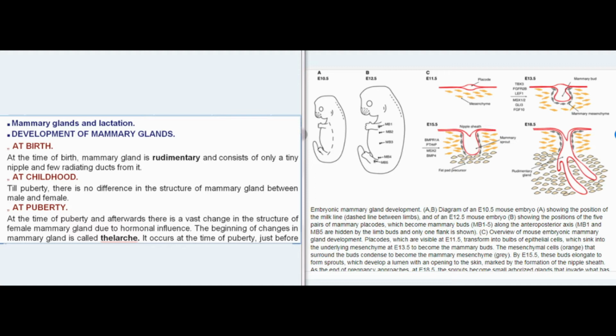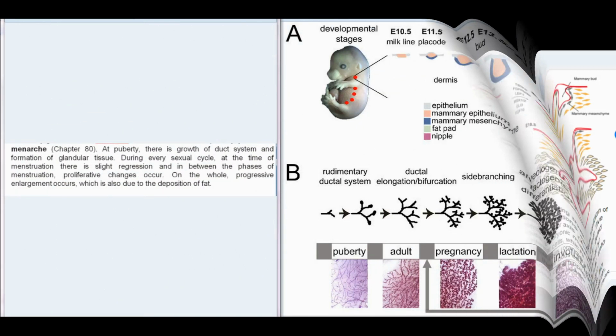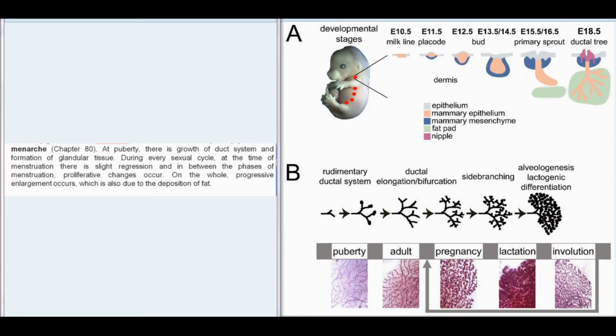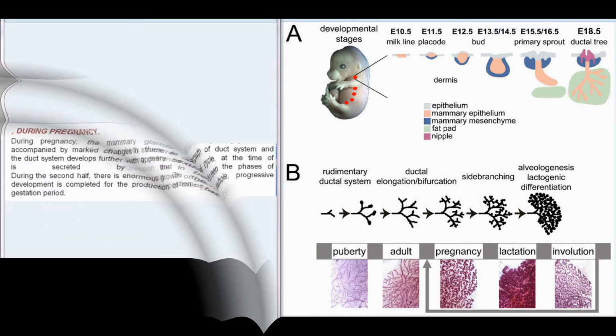The beginning of changes in the mammary gland is called thelarche. It occurs at the time of puberty, just before menarche, Chapter 80. At puberty, there is growth of the duct system and formation of glandular tissue. During every sexual cycle, at the time of menstruation there is slight regression, and in between the phases of menstruation, proliferative changes occur. On the whole, progressive enlargement occurs, which is also due to the deposition of fat.